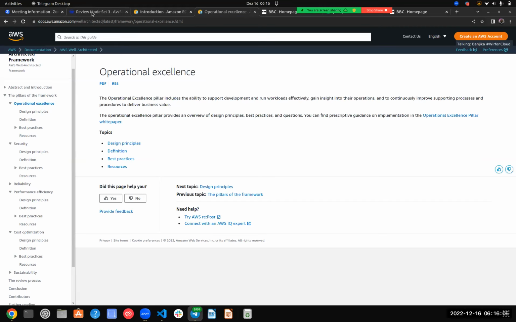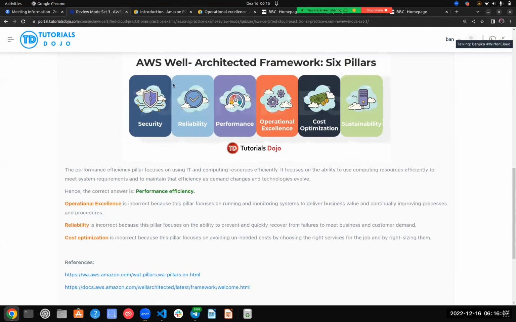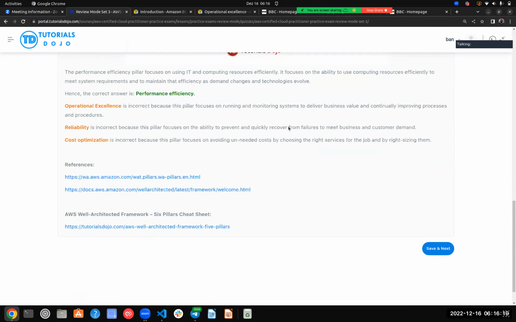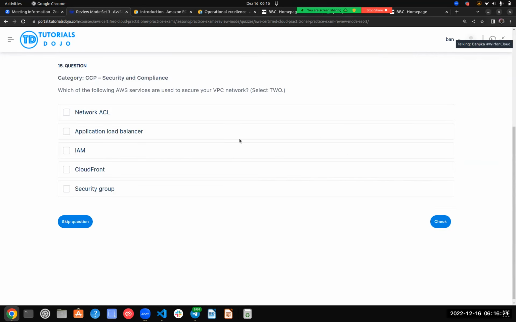Okay. I think this is a good question. I keep emphasizing that before anyone goes to the exam, you really know what the different things in the well-architected framework are. Yeah, it's very important. Okay, let's see if another person from the team can answer.